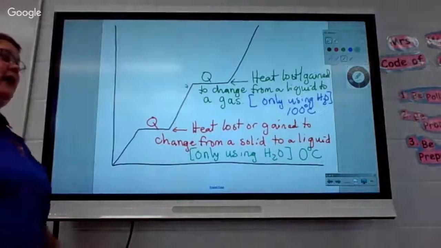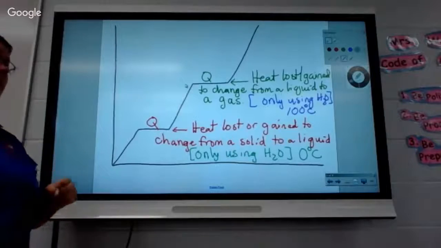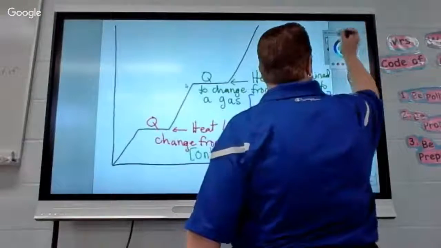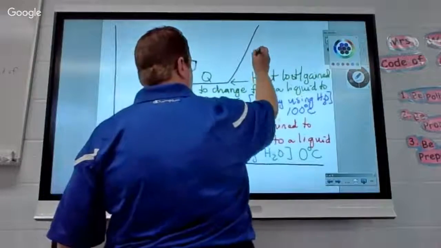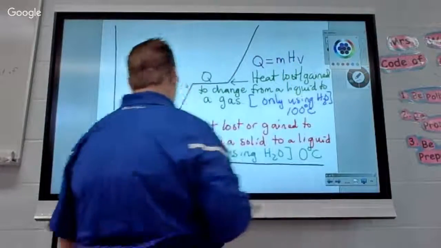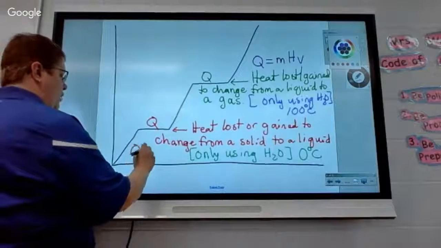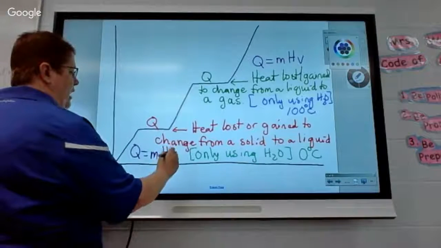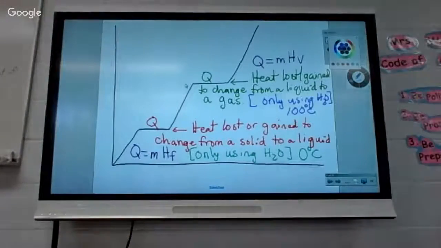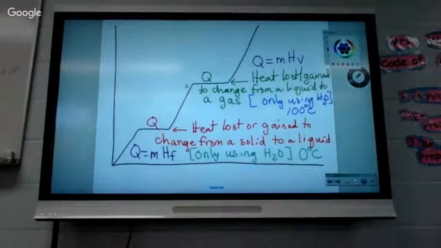Now, these have names that go with them and formulas. This up here is Q equals M H V. And this one is Q equals M H F. And I'll talk about how those are different on the next board. But they look very, very similar because they are almost identical. But one line is heat of vaporization and one line is heat of fusion.